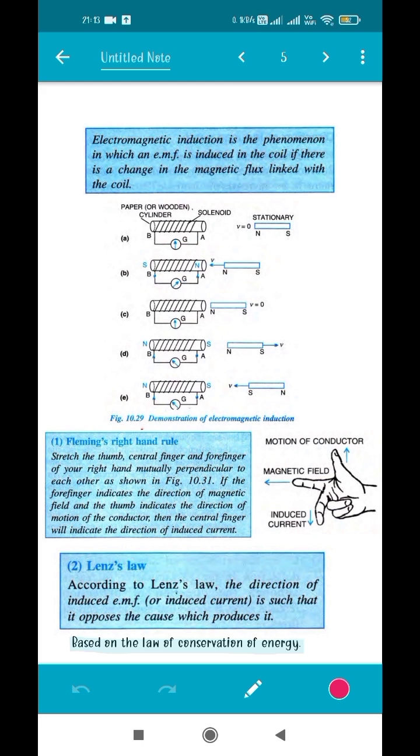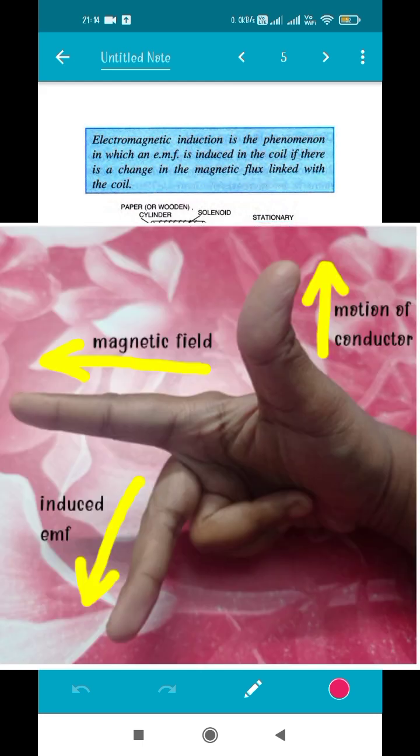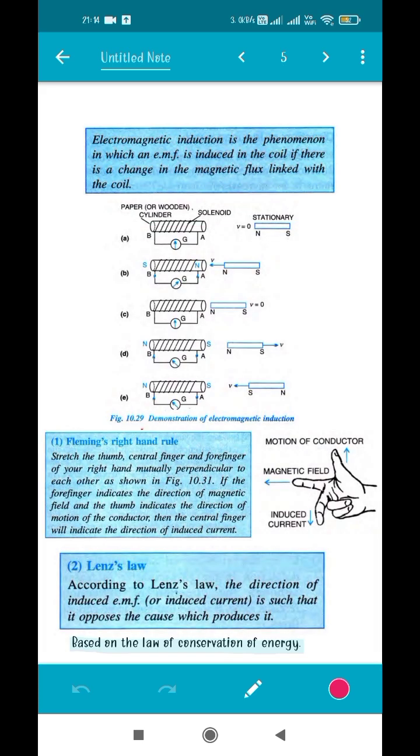Now there is another Fleming's rule which is known as Fleming's right hand rule. Through this we can understand the direction of the induced current. Same over here, if we stretch our thumb, forefinger and middle finger of the right hand, and if the magnetic field is denoted by the forefinger and the motion of the conductor is denoted by the thumb, then our middle finger will show the direction of the induced current, whether it is in the right to left direction or the left to right direction.